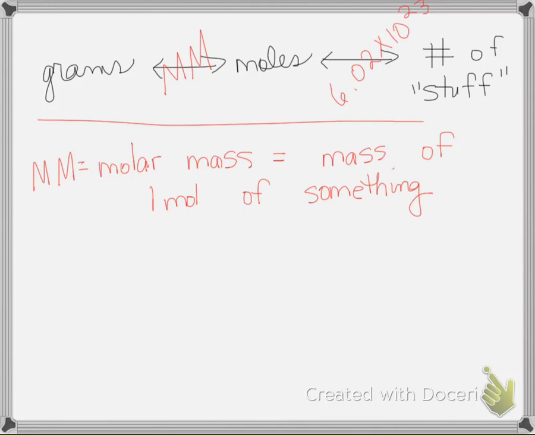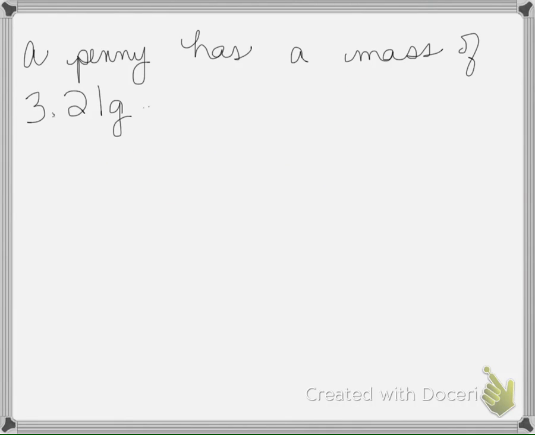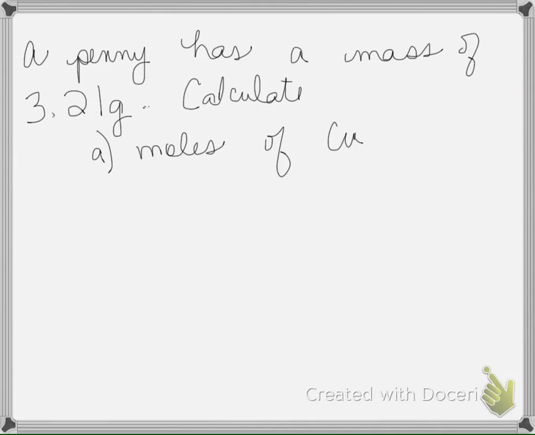So remember this flow chart, because this is how you're going to convert between what you're starting with and what I'm asking for. For example, a penny. How much do y'all think a penny would weigh? Of 3.21 grams. Calculate A, the moles of copper in that penny, and we're going to assume our penny is solid copper. And then B, I want you to also calculate the number of copper atoms.